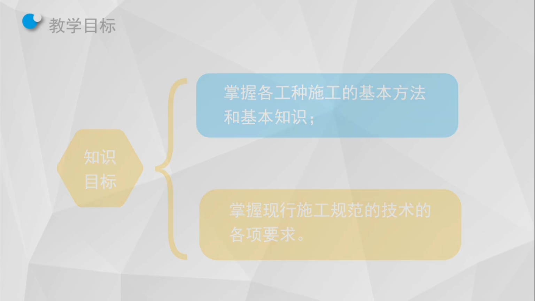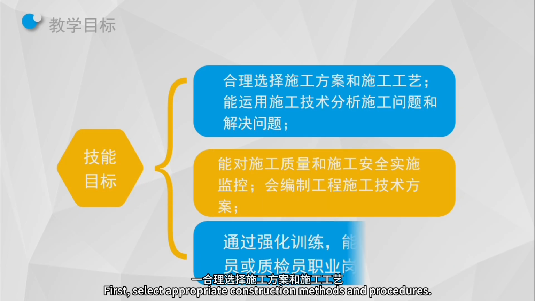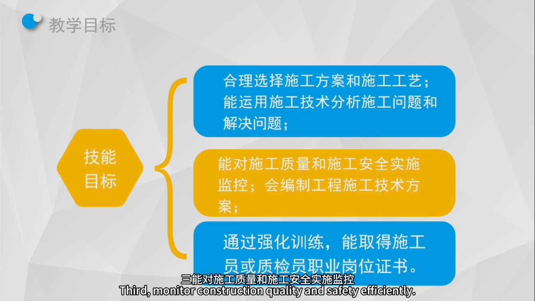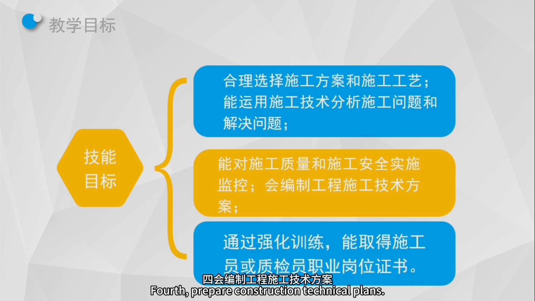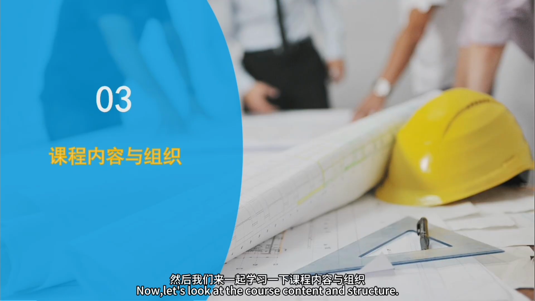Skill objectives. First, select appropriate construction methods and procedures. Second, analyze and solve construction problems using technical knowledge. Third, monitor construction quality and safety efficiently. Fourth, prepare construction technical plans. Fifth, through intensive training, obtain professional certificates for site supervisors or quality inspectors. Now, let's look at the course content and structure.